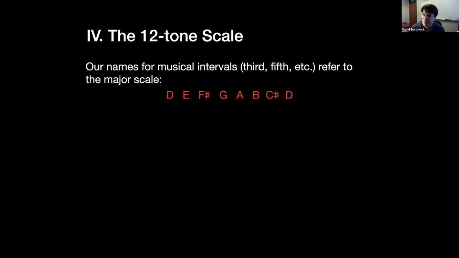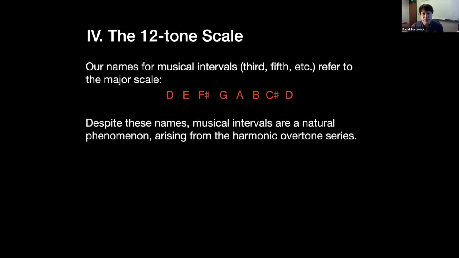essentially after the Renaissance. And it's misleading because the fact that we name the intervals based on the scale might make you think that we first come up with a scale, and then we just count up the scale to decide what intervals we're talking about. And in fact, it's the other way around. The musical intervals are a natural phenomenon. So musical intervals occur because of the overlap of harmonic overtones, as we just talked about. And so they happen no matter what scale we decide to use.